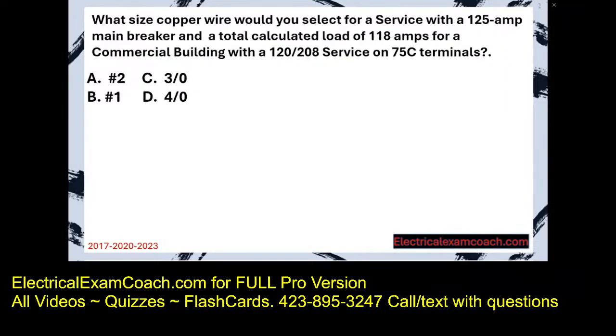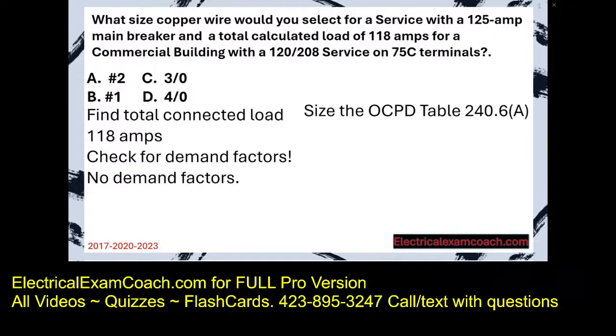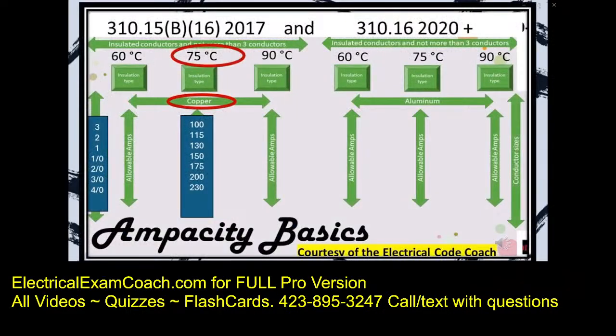Let's get to it. What size copper wire would you select for a service with a 125 amp main breaker and a total connected load of 118 amps on a commercial building with a 120/208 service on 75 C terminals? Step 1, we're going to find our total connected load. In this case, they give it to us. It's 118 amps, but we must check for demand factors. In this case, there are no demand factors, so we're going to carry on. Normally, we would size our overcurrent protective device, but if you notice in the question, they've already done that for us. So all we have to do is size our wire. We're going to head to our primary ampacity table and find a wire that is good for 118 amps.